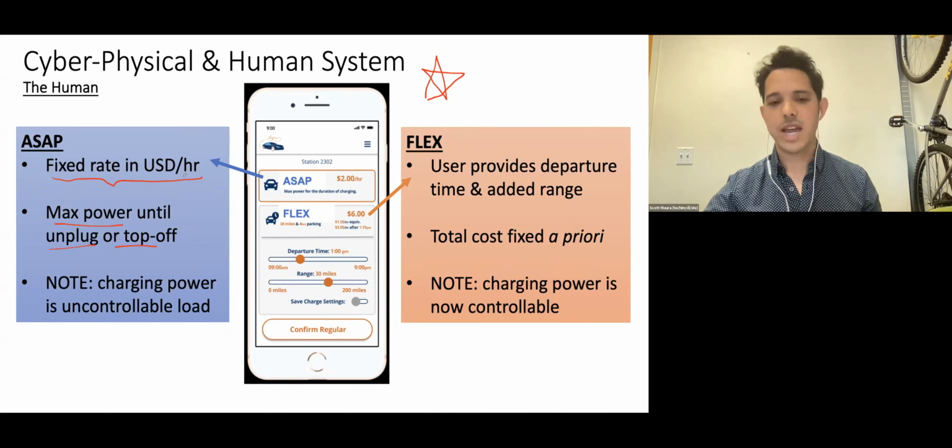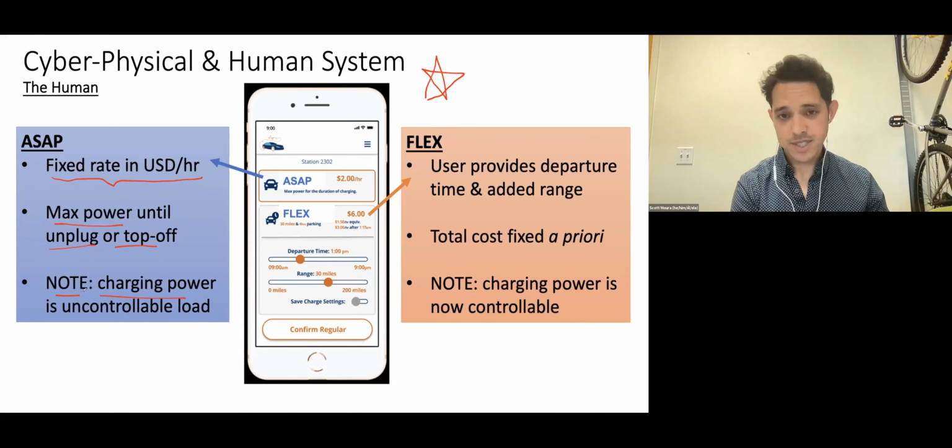Note, this is key. When they pick ASAP, it means charging power is uncontrollable. That is, they have not granted us the ability to manipulate the charging schedule. It is basically an uncontrollable load, right?